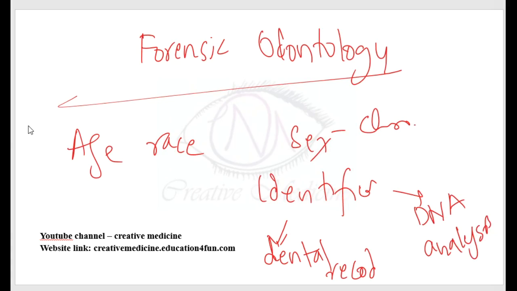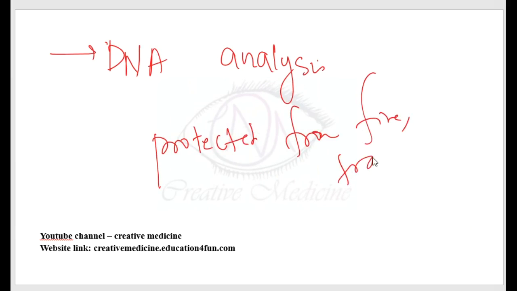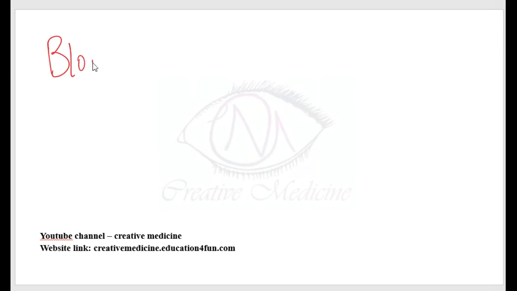Teeth are one of the best specimens for DNA analysis or identification because teeth are well protected from fire and trauma, and they even resist decomposition to a great extent. Even in a badly burnt or badly decomposed body, teeth can resist these conditions. With the help of teeth, we can also obtain the blood group of the person from the cells of the pulp cavity.